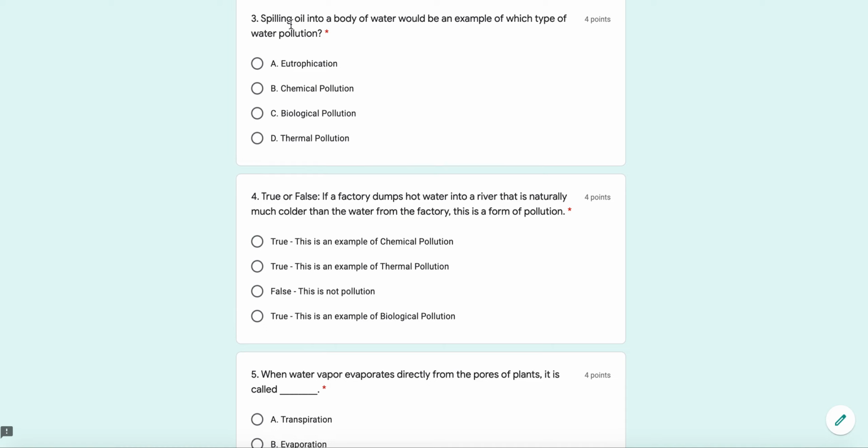Number 3, spilling oil into a body of water would be an example of which type of water pollution? A, eutrophication, B, chemical pollution, C, biological pollution, D, thermal pollution.